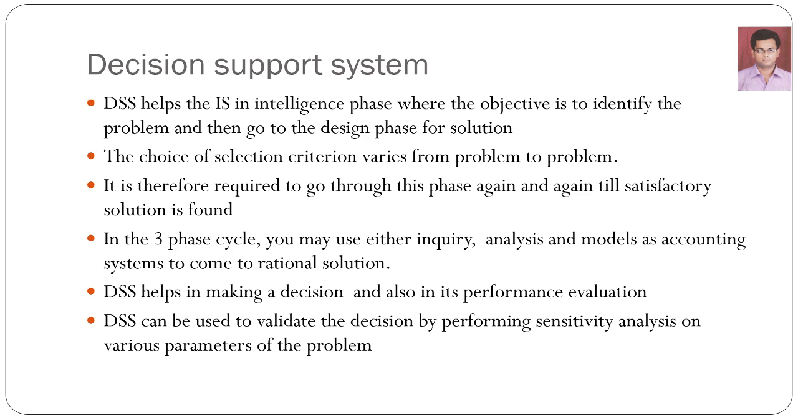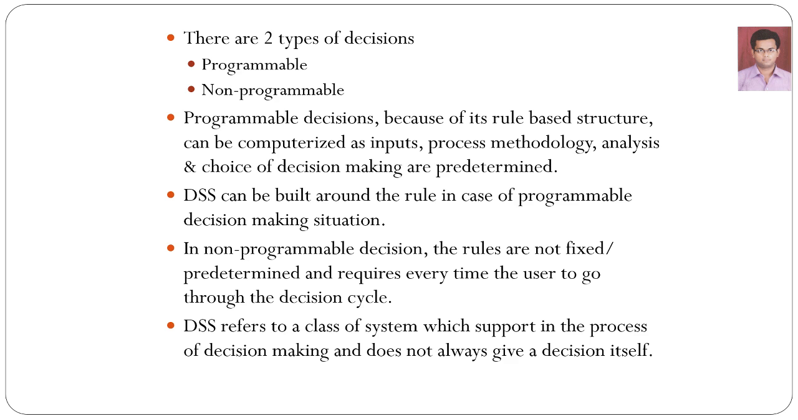The choice of a selection criterion varies from problem to problem. It is therefore required to go through this phase again and again till a satisfactory solution is found. In the three-phase cycle, you may use inquiry, analysis, and models such as accounting systems to come to a rational solution. DSS helps in making a decision and also in its performance evaluation. DSS can be used to validate the decision by performing sensitivity analysis on various parameters of the problem.